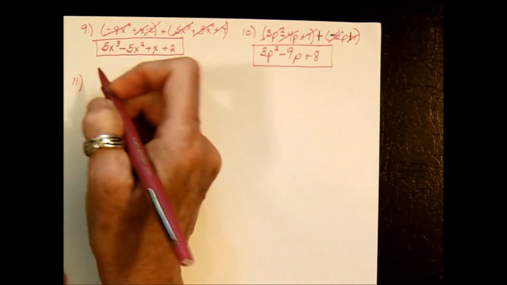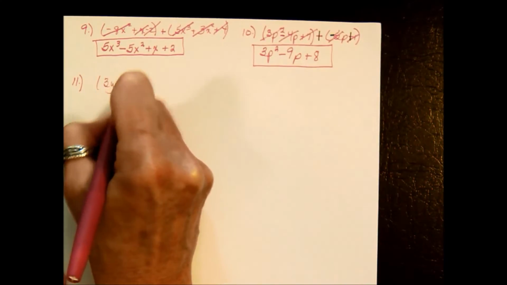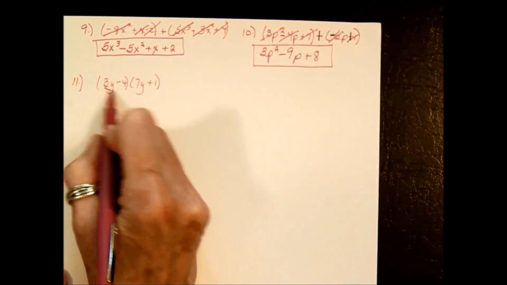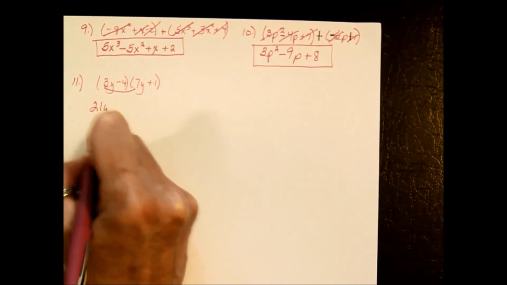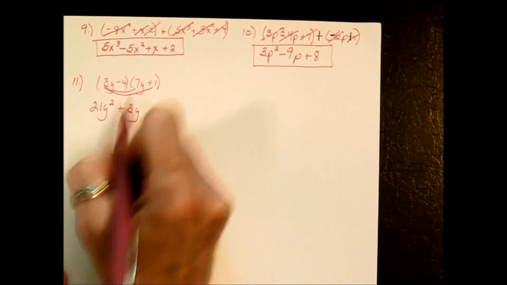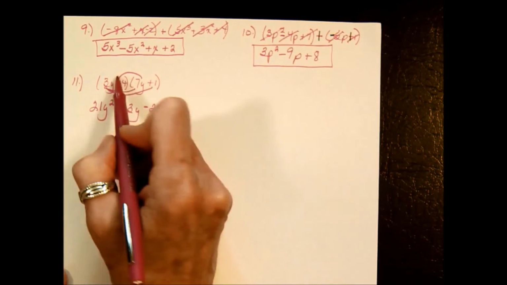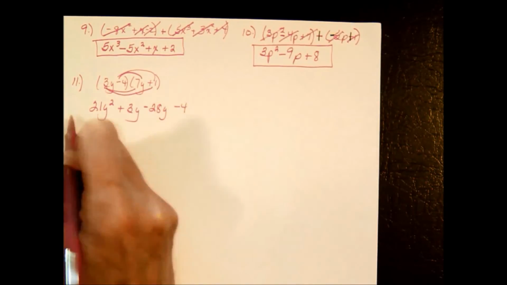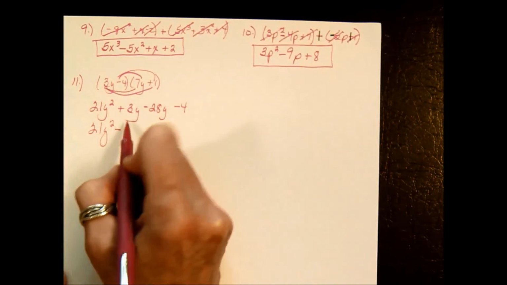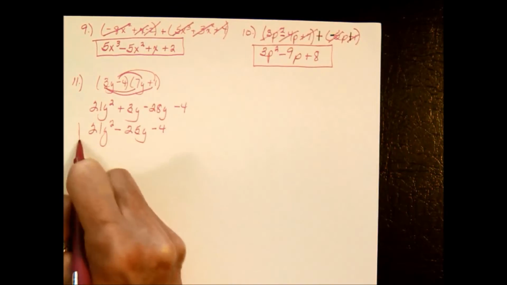Number 11, we have a FOIL. So we have 3y minus 4 times 7y plus 1. Straight FOIL. So first, 21y squared, outside 3y, inside negative 28y, and last negative 4. Combine like terms: 21y squared minus 25y minus 4, and you have it.